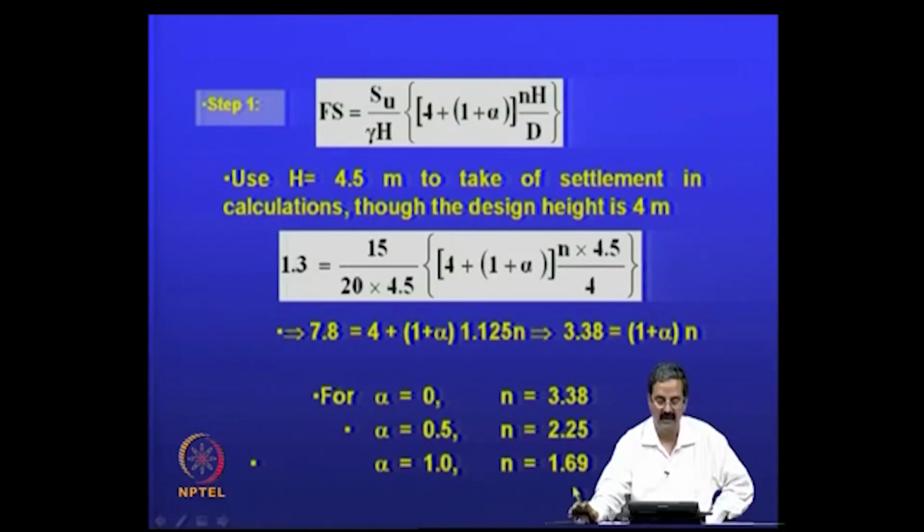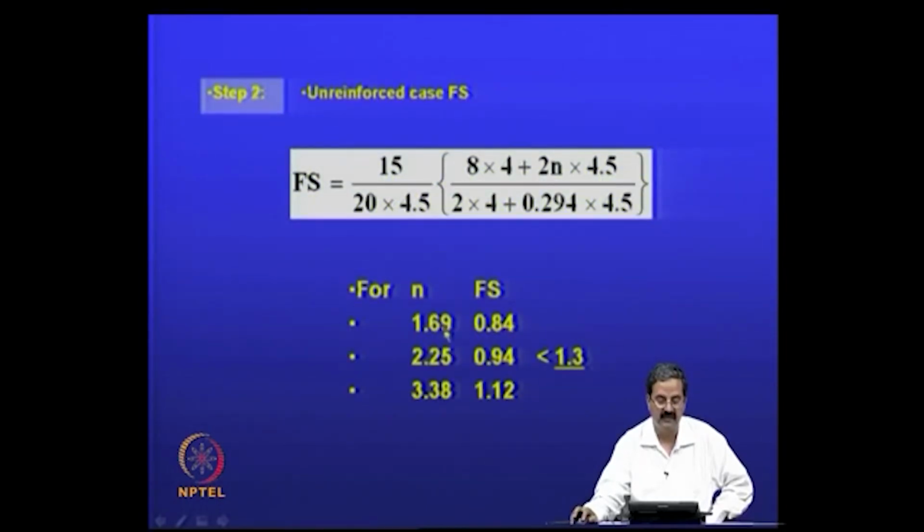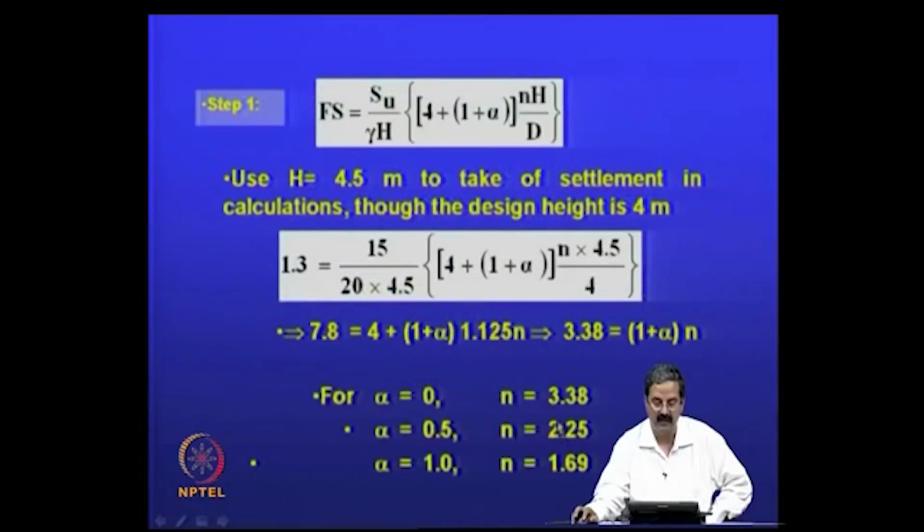So, what you have done here is that I will show you what happens without reinforcement. You can use again the similar expression that I have given for all these n values that we have got, like I got 3.38, 2.25 and 1.69 for different values of alpha, which characterize the relationship between the inward and outward shear stresses.